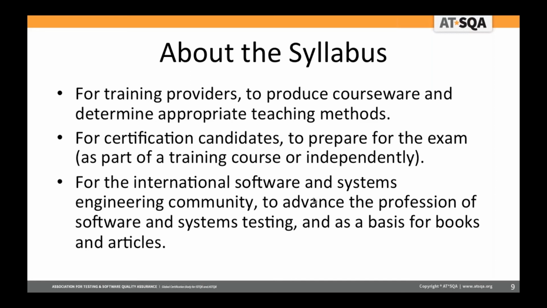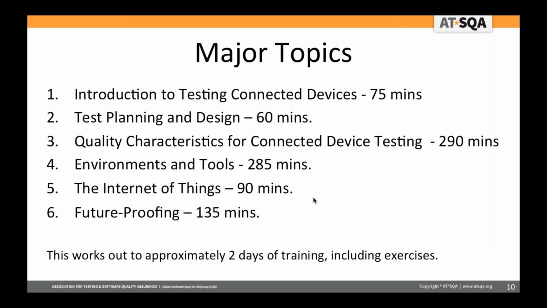And for the entire community of software and systems engineering, it's there to advance the profession of software and systems testing, as well as to be a basis for books and articles and courses and all the other things that would be a result out of this understanding of this domain. So in the syllabus, there are 6 major chapters or topics that work out to approximately 2 days of training if you include the exercises.